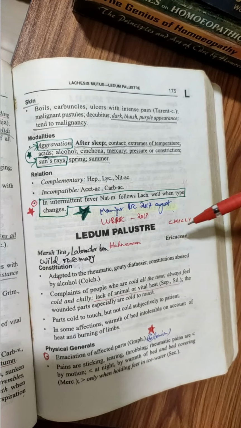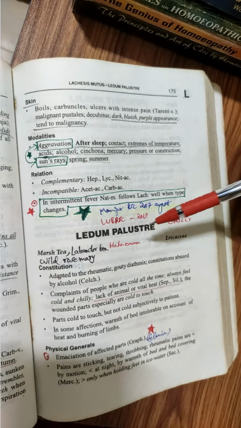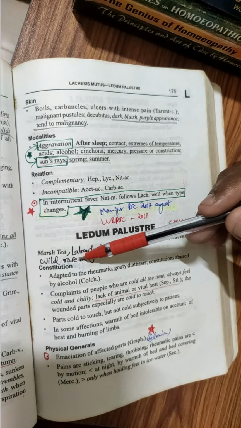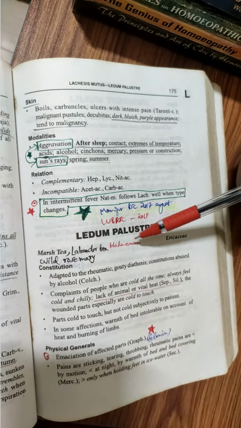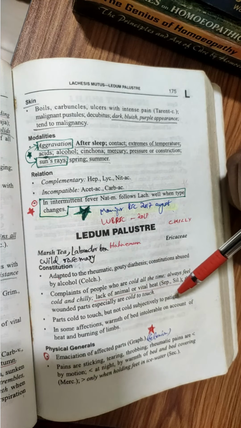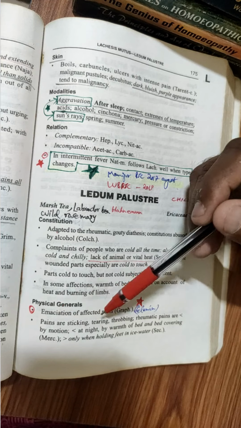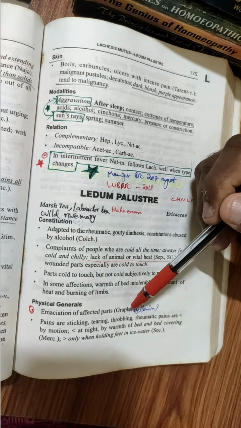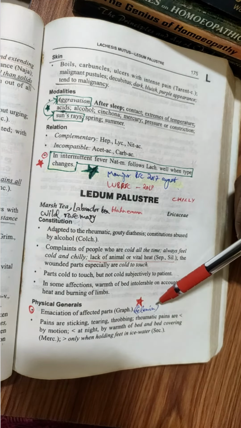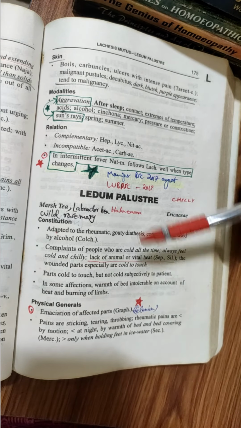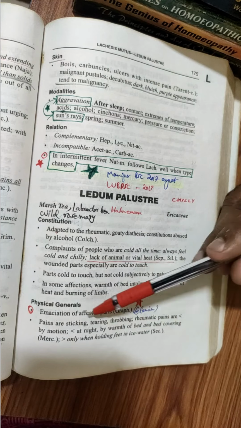So another remedy from the Ericaceae family is Ledum palustre. Marsh tea is one common name. Labrador tea and wild rosemary are the other common names of Ledum palustre. And there are many interesting symptoms of Ledum, but one you can see: emaciation of affected parts, Ledum and Graphites. Also, Selenium comes in this, so you can add that from the other part of the keynote. Selenium, Ledum, and Graphites, emaciation of affected parts.